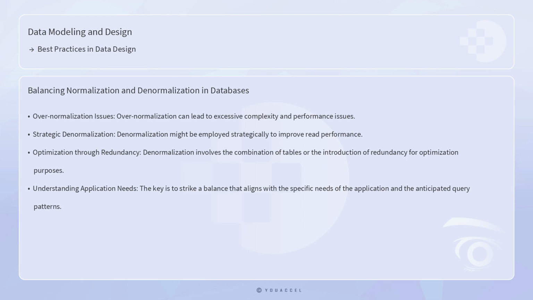However, over-normalization can lead to excessive complexity and performance issues. Therefore, denormalization might be employed strategically to improve read performance. Denormalization involves the combination of tables or the introduction of redundancy for optimization purposes. The key is to strike a balance that aligns with the specific needs of the application and the anticipated query patterns. This approach requires a deep understanding of both the data and the ways in which it will be used.